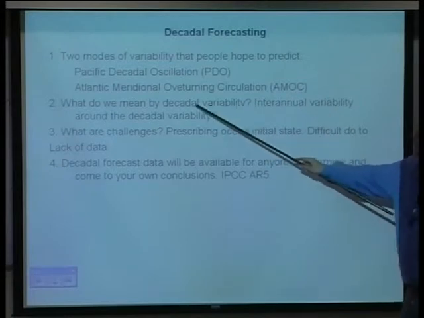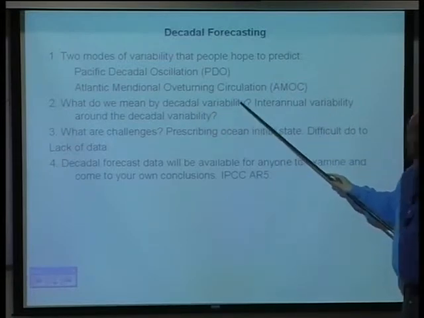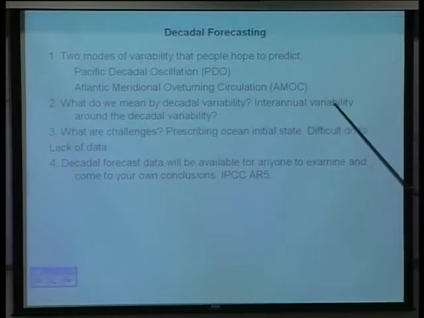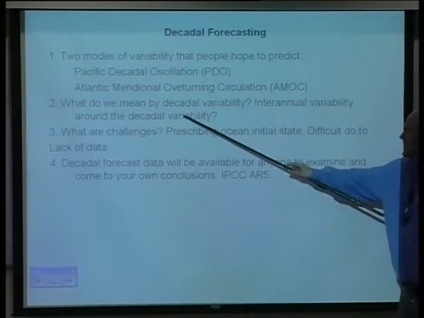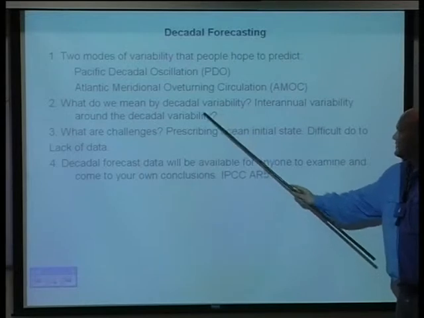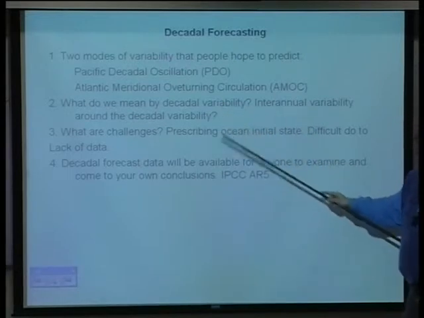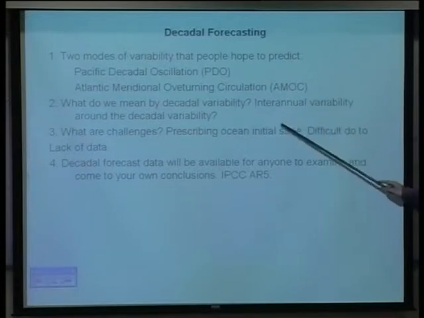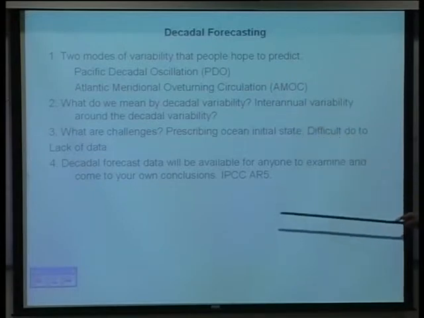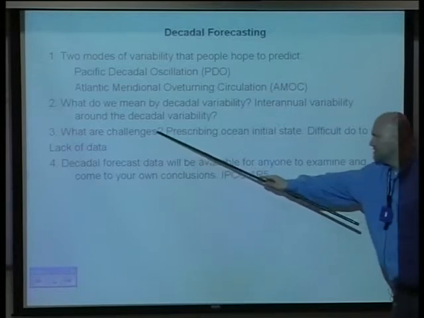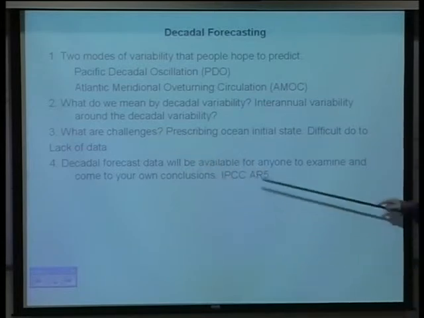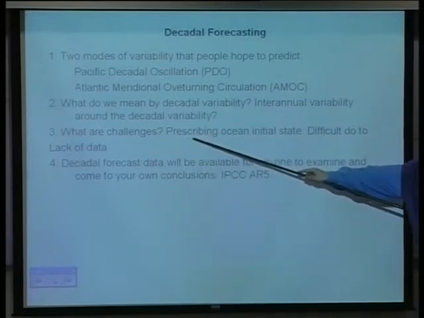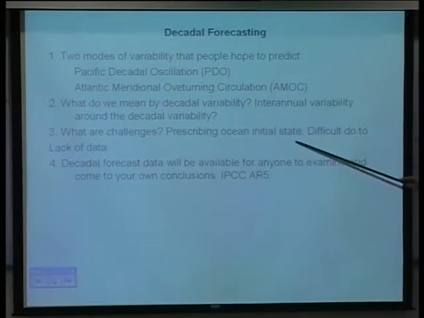I'll talk a little bit about what we mean by decadal variability. Then there's the fact that there's interannual variability around the decadal variability. I'll show you what that means and what you could hope to get from it. It won't be being able to forecast five years from now what particular years will look like. It's more associated with the statistics. We'll talk about what the challenges are to decadal forecasts, and in particular, coming back to the relevance to assimilation, it's prescribing the ocean initial state.